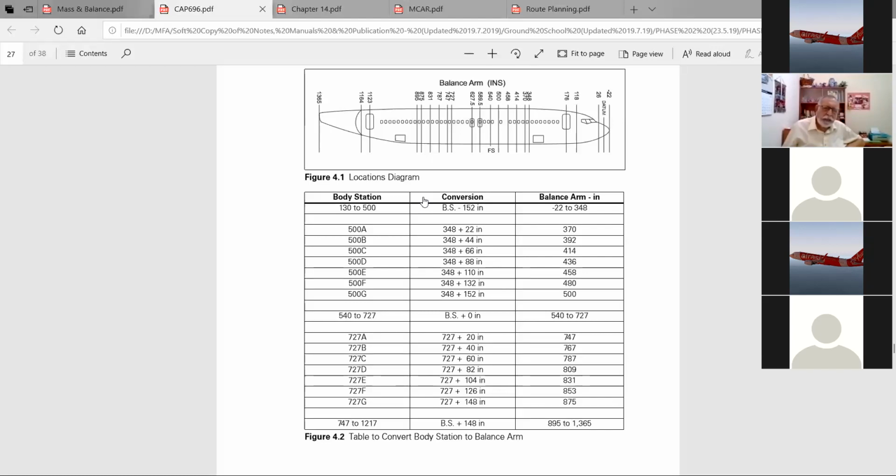What is the station 130 number? Yes, 130, because you're reading it from the nose. From this nose, the station number is 130. What is the next question?